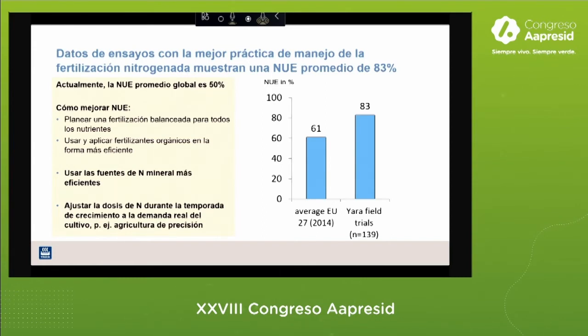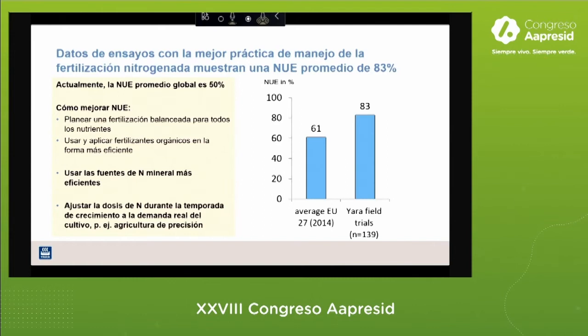So the question is, how can we improve the average values towards the values that we see in trials? Very important is balanced nutrition. That means to apply all required nutrients to give the crop a chance to grow to its full potential. You can apply as much nitrogen as you like. If there's no sulfur, no phosphorus, not sufficient potassium, it will not grow, and the nitrogen use efficiency will be very low. So balanced nutrition is very important.